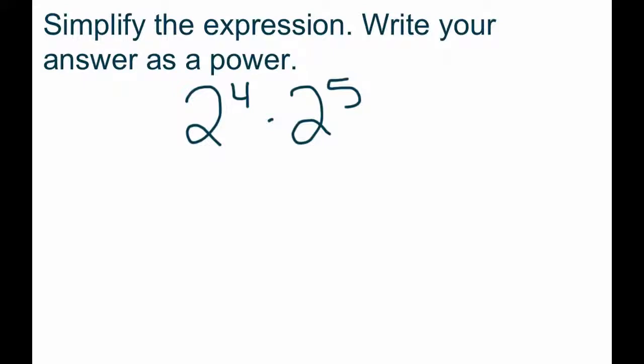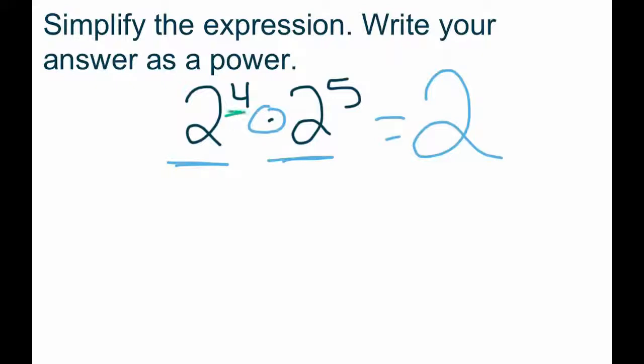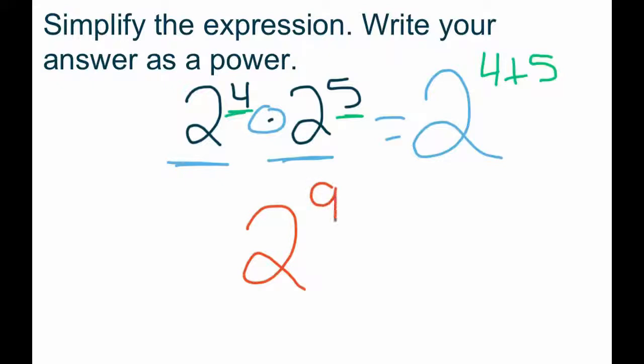Let's try an example. Here we're going to simplify the expression and write our answer as a power. Here we see that we have the same base and it's multiplied by each other. So for our answer, we would still keep the same base of 2, and we would add our two powers of 4 and 5 together. This is the same as 2 raised to the 9th power, because 4 plus 5 is equal to 9. This would be our final answer.